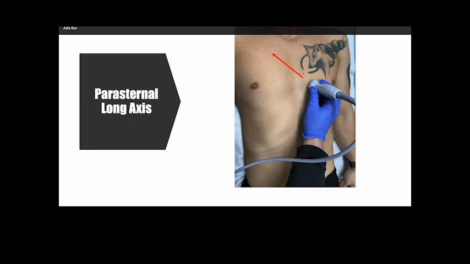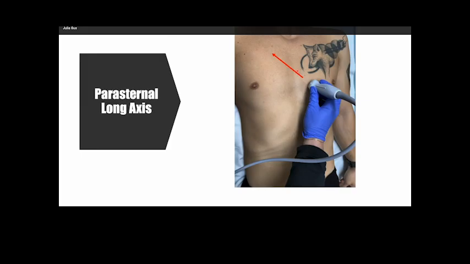So for basic echo, we have 4 views that we're looking for: the parasternal long axis, the parasternal short axis, the apical four-chamber, the subxiphoid view, and if we tag on the inferior vena cava, that's going to be 5 views. Okay, so for the parasternal long axis, parasternal meaning we're next to the sternum, right? Here's the sternum of the patient, we're next to the sternum. And long axis, remember what I said before, the heart sits tilted in the left chest, kind of like this.